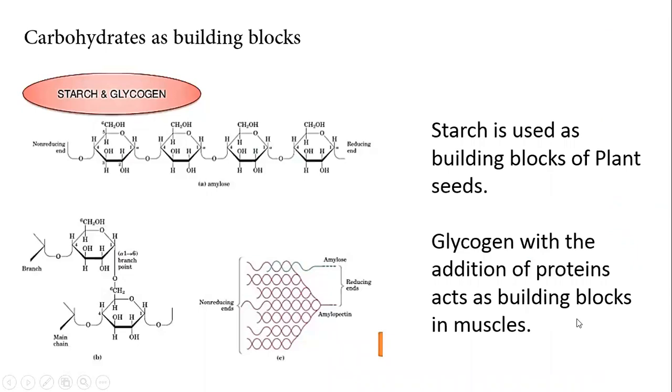Now, I previously told you that carbohydrates are used as building blocks. In plants, starch is used as a building block of plant seeds, where it is very common. The glycogen, which is present in the animal system, is the main building unit of the muscles. With the addition of muscular protein, the glycogen forms the muscle.